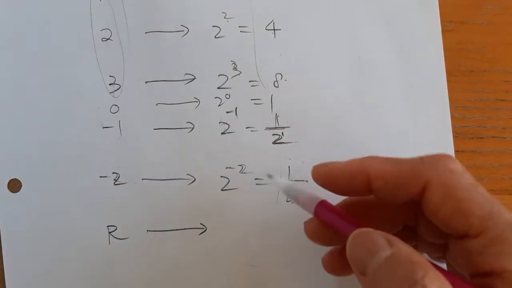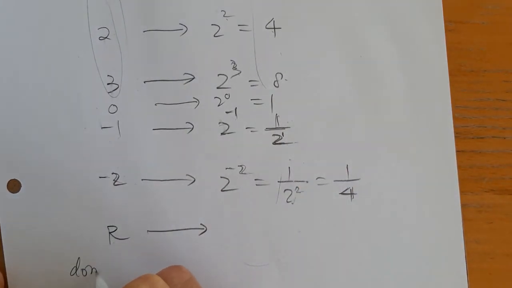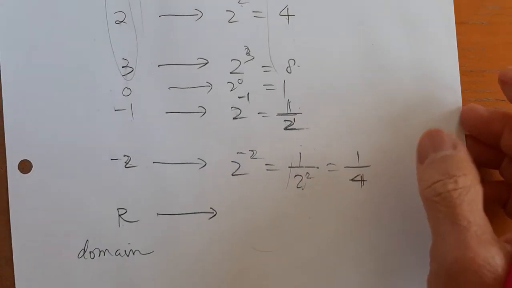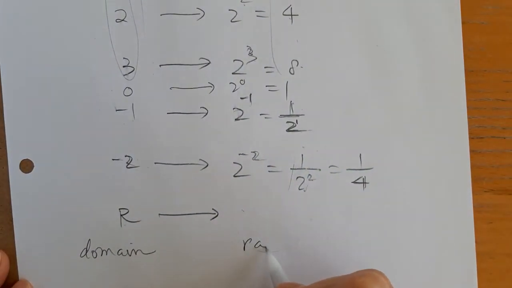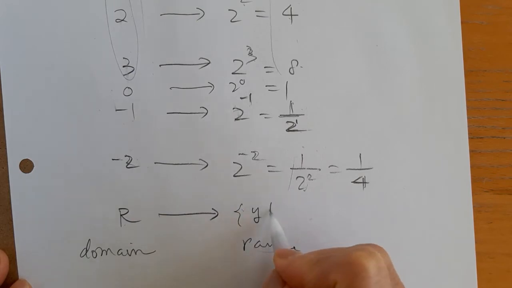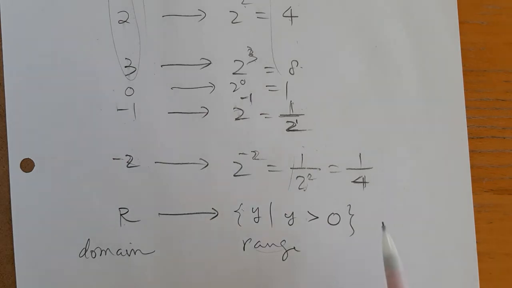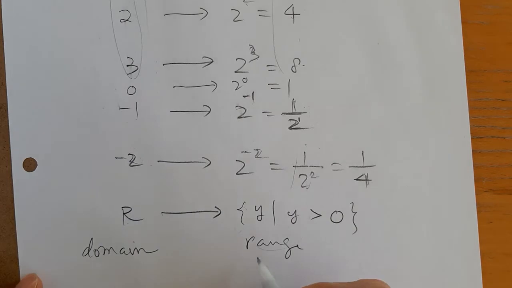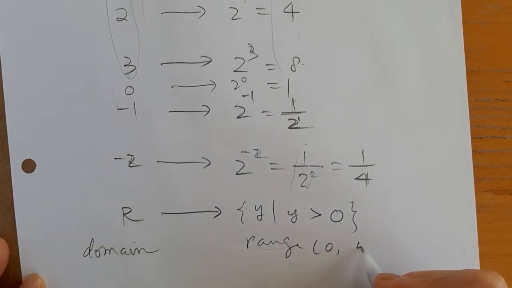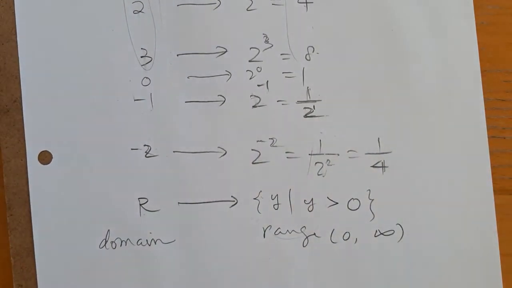So for the domain, you can put any real number in x. But the y value is the range. The range has to be y greater than 0, never equal to 0. It's going to be a positive number, y greater than 0. So the domain is all the real numbers, and the range is from 0 to positive infinity, all the positive real numbers.